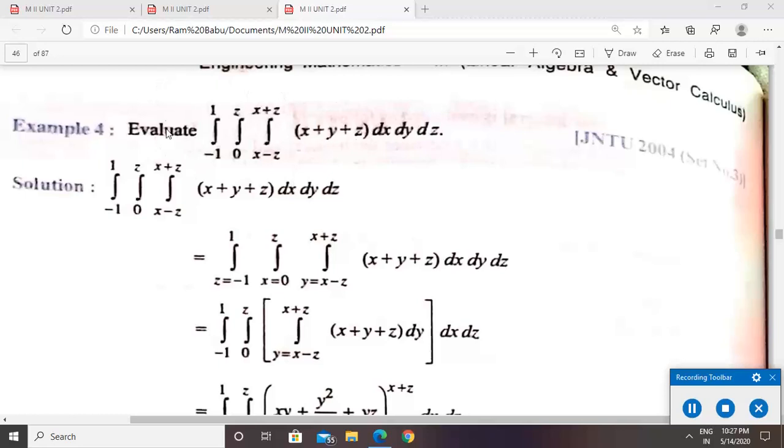Now let us solve this problem. Here we notice that for the third integration, the limits are in the function of x and z: x minus z, x plus z. Therefore we have to consider the limits as y is equal to x minus z, y is equal to x plus z.